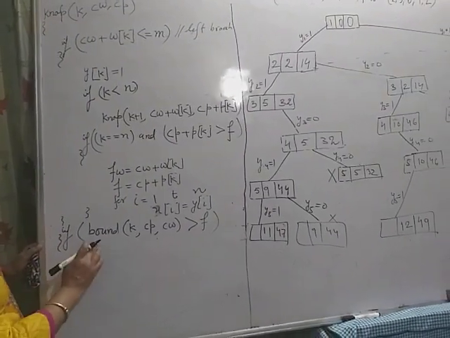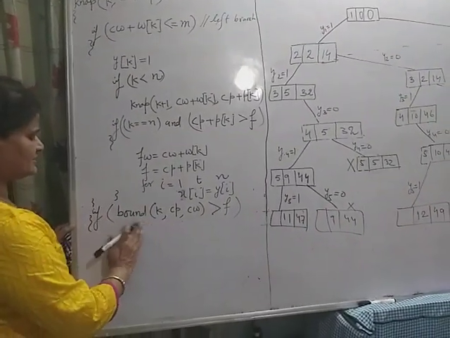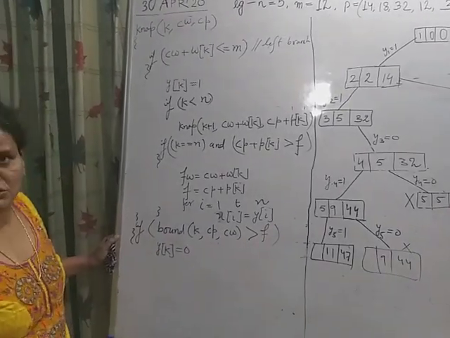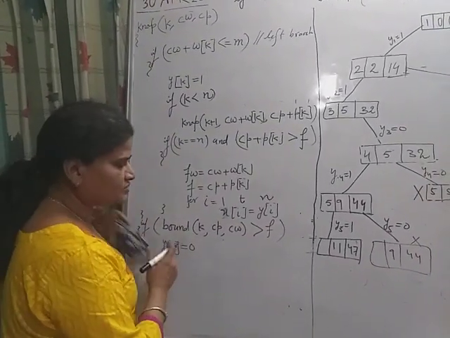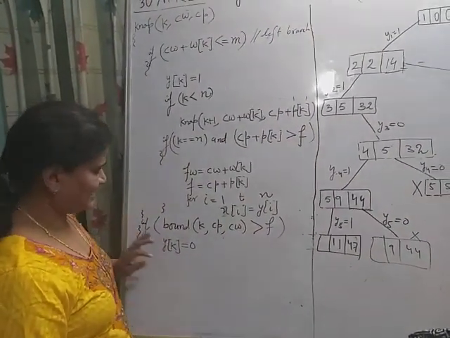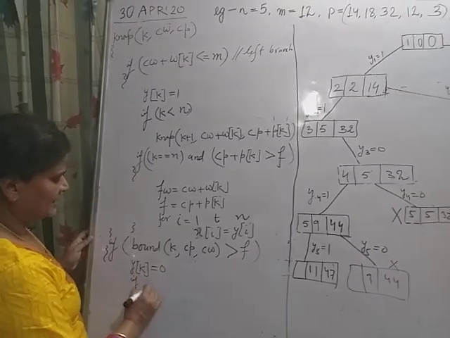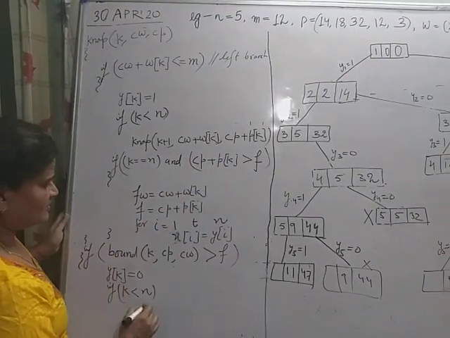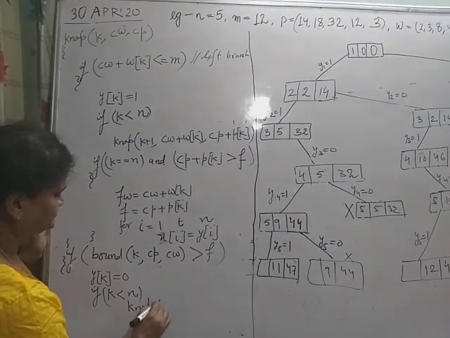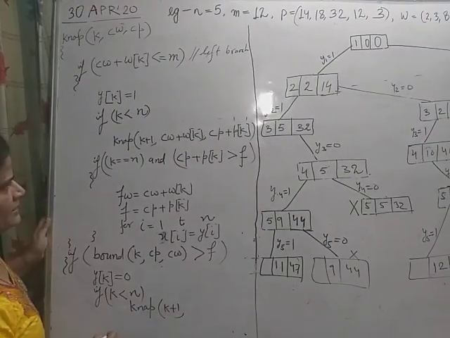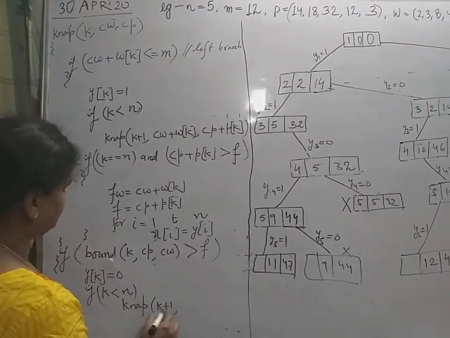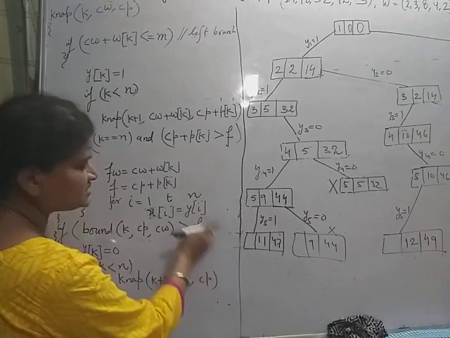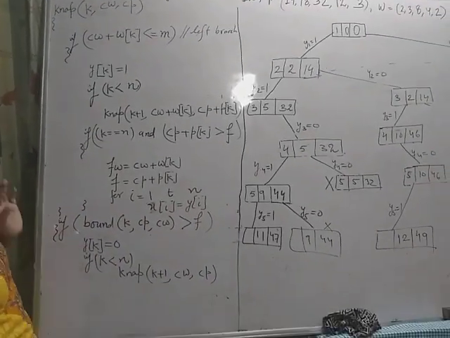Okay, so here this is the right branch. Right branch means the kth object is not included, that is yk equal to 0, it is excluded. And again if k is less than n, this function is again called, knapsack k plus 1, because there the object is removed, so simply here the same CW and CP is passed because the kth object is excluded.